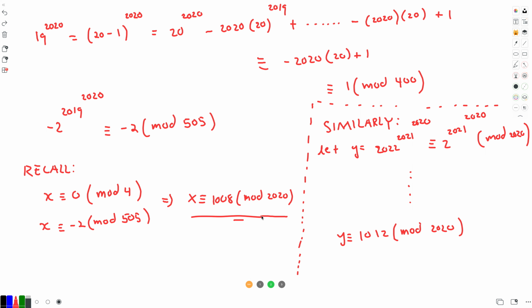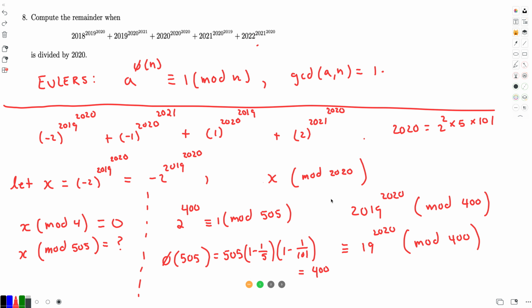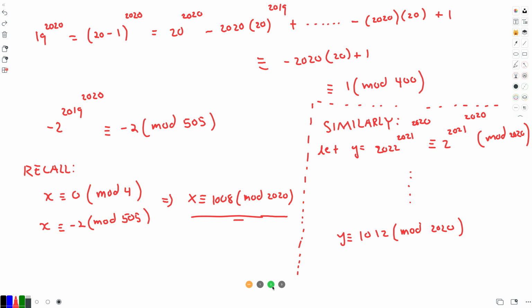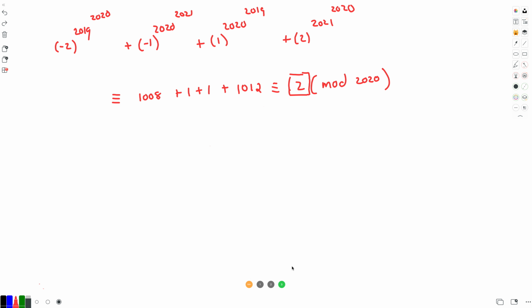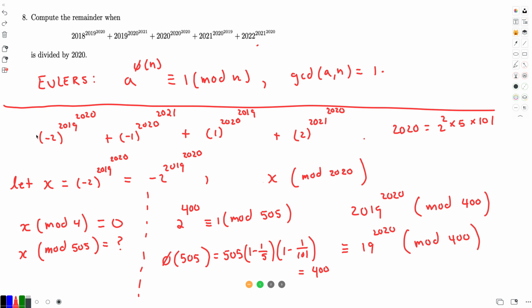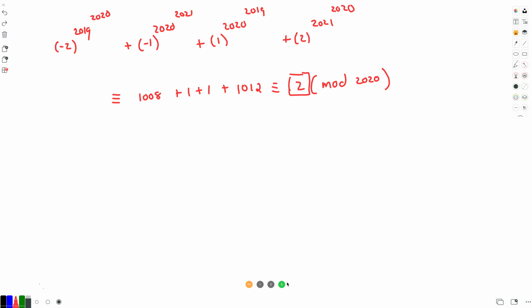So similarly, we'll now tackle this other one over here, using the exact same steps, which I encourage you to try, and we'll get that y is congruent to 1012 modulo 2020. So now on our final page, this part over here is what we want. This is just 1008 as we said. Now these, with an even exponent, are just going to be 1. This is going to be 1 obviously, and this is 1012. Adding, we get 2022, which is congruent to 2 modulo 2020, and that's our answer.